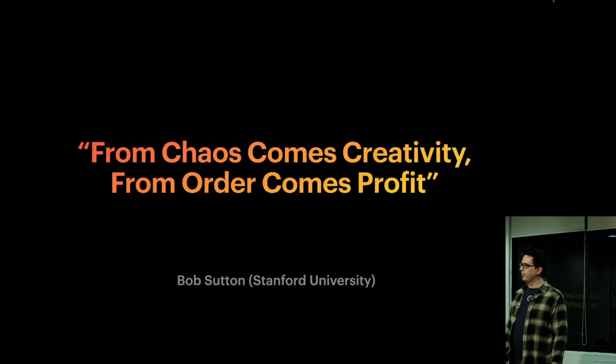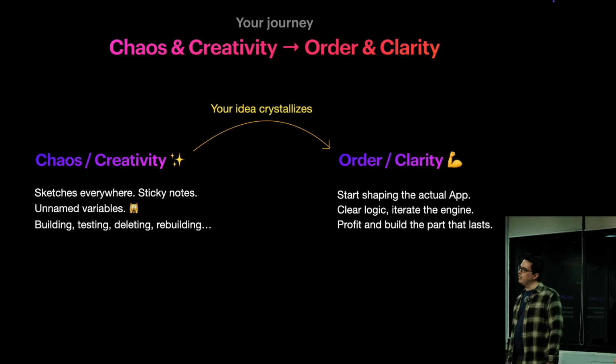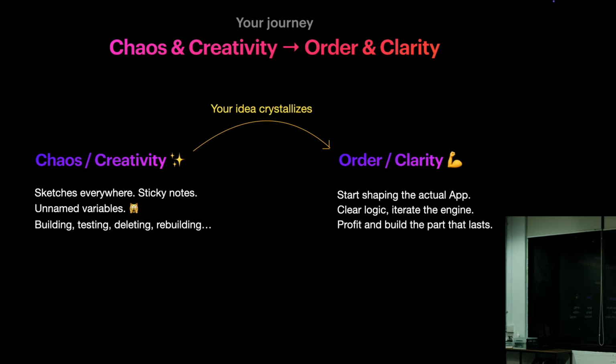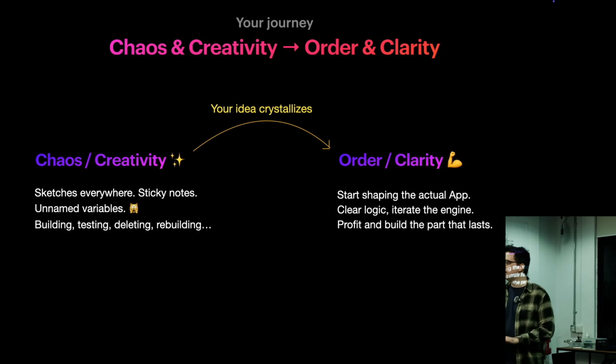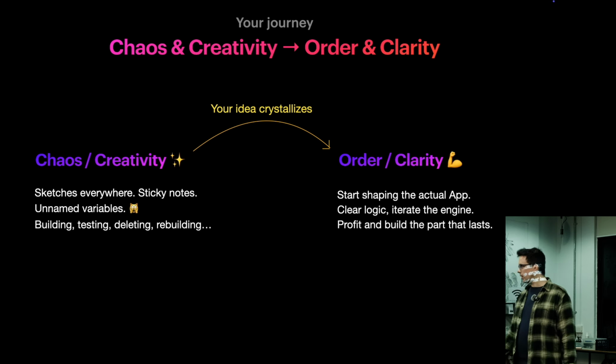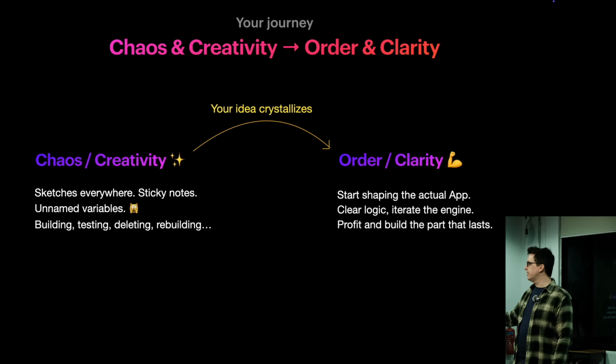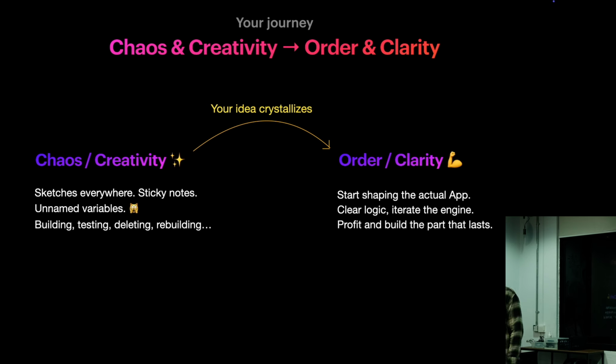I want to close by quoting Bob Sutton: from chaos comes creativity, and from order comes profit. So, do I see it when I create an app? Maybe it's the same for you. You have this chaos phase at the beginning, but that's where creativity sparks. You have sticky notes, you have unnamed variables, etc. You build, you test, you delete, you rebuild. And at some point, your idea crystallizes, and you have this order phase that also brings clarity.